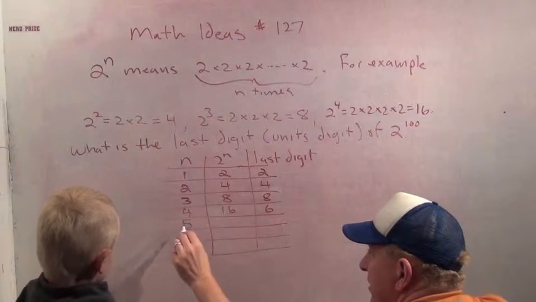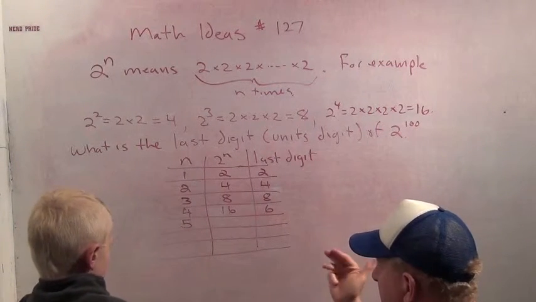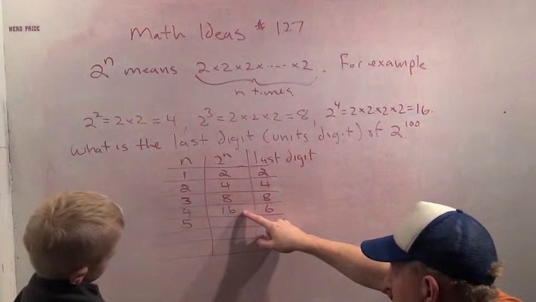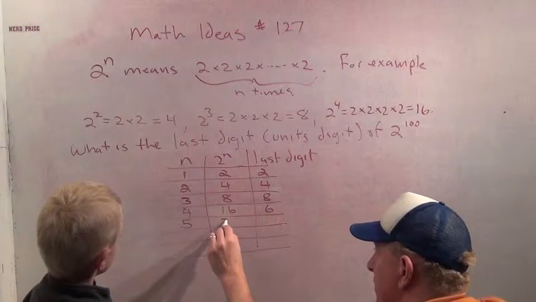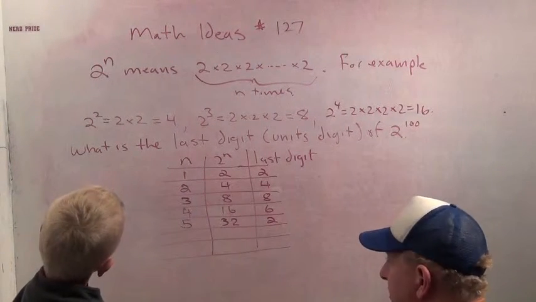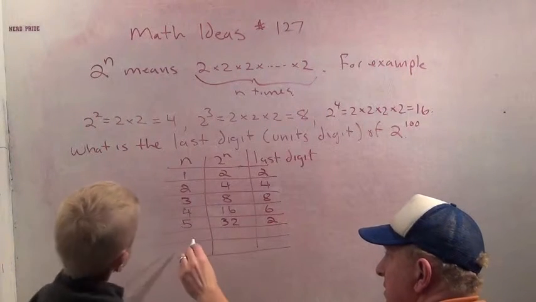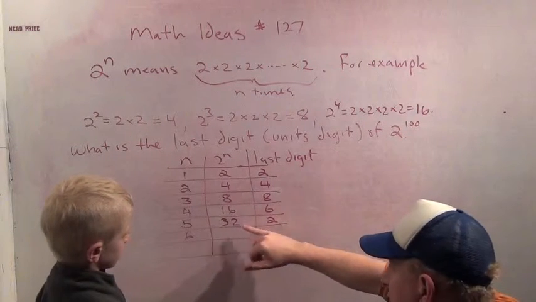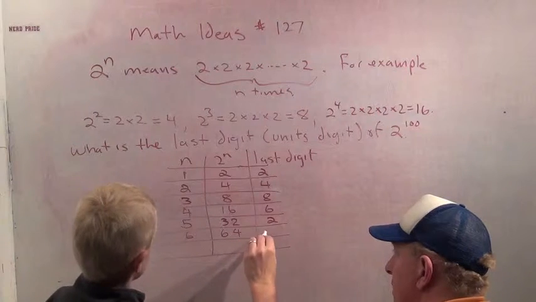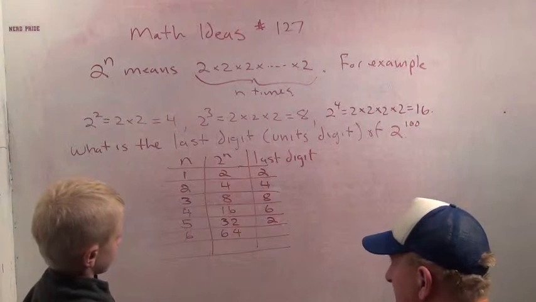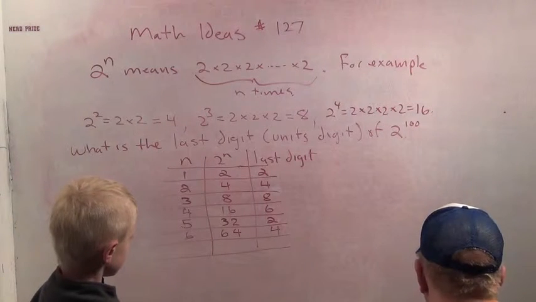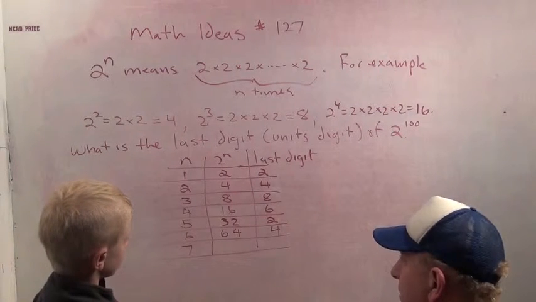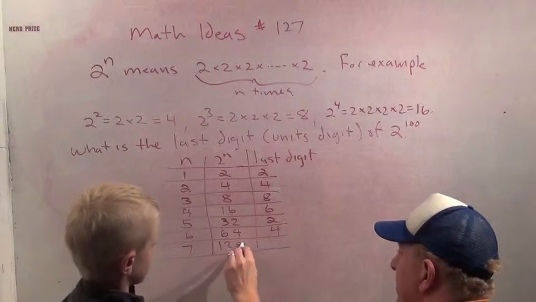Now we've got to figure out 2 to the 5th, which is 5 2's. Well, we already know what 4 2's is, so we just have to multiply this by 2. And what do we get? 32. Now we get a 2 there as the last digit. 2 to the 6th, we have to multiply 32 by 2, which is 64. I think I know what we're going to get next. What's the last digit of 64? 4. Okay. What do you think we're going to get for the last digit on 2 to the 7th? I know what that number is. What is it? 128. And what's the last digit? 8.